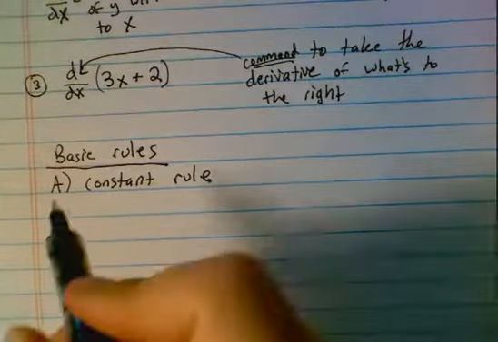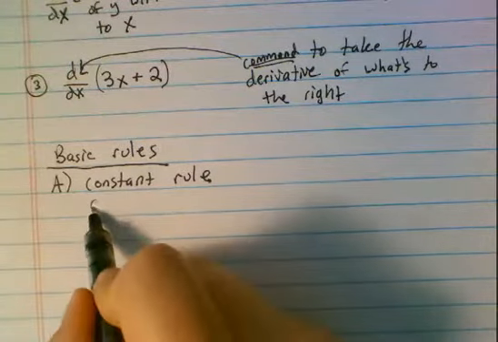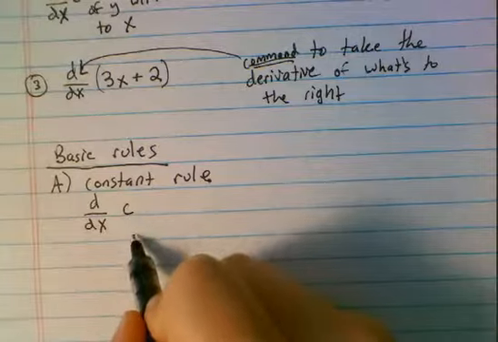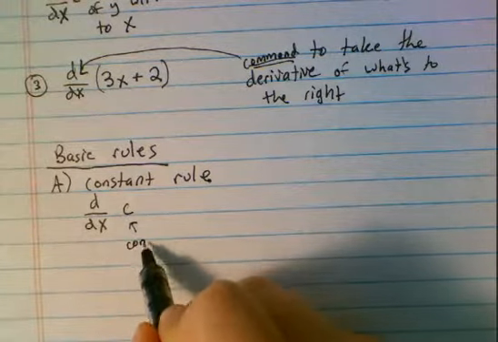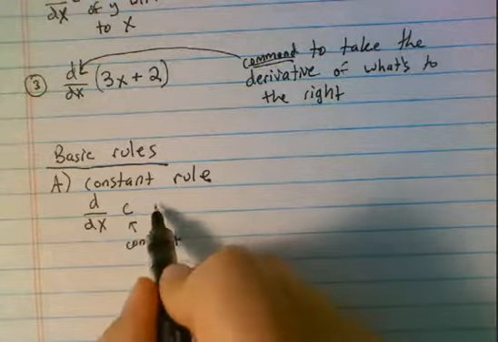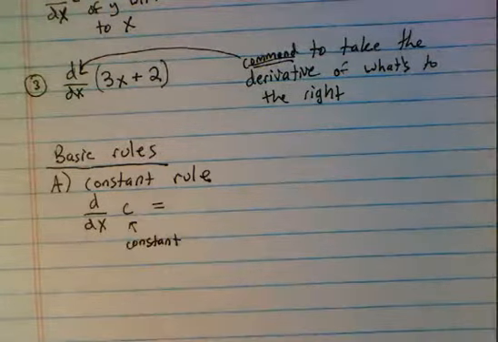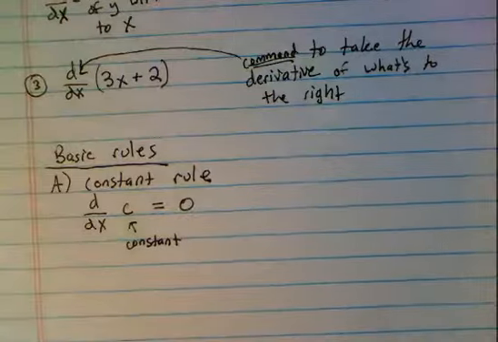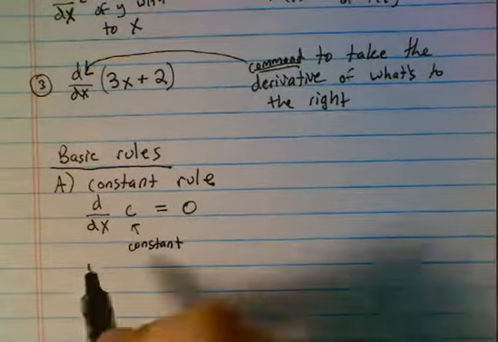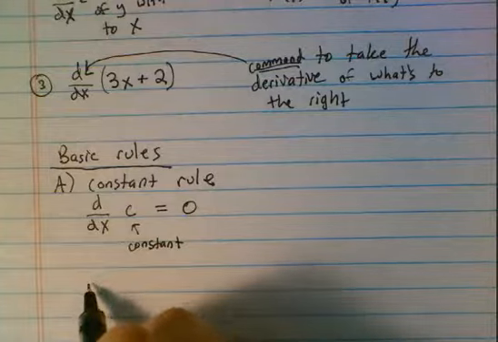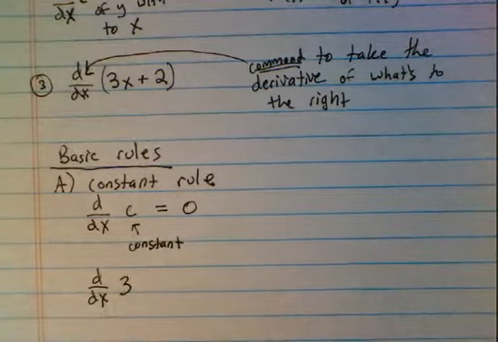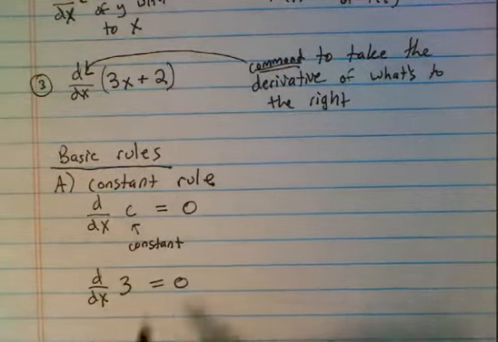So the constant rule says, let's say that we are told to take the derivative of some constant c. So this is just a constant, some number. Not a variable, a number. If we are told to take the derivative of a number, that always equals 0. Every single time. So if I say take the derivative of 3, that equals 0.